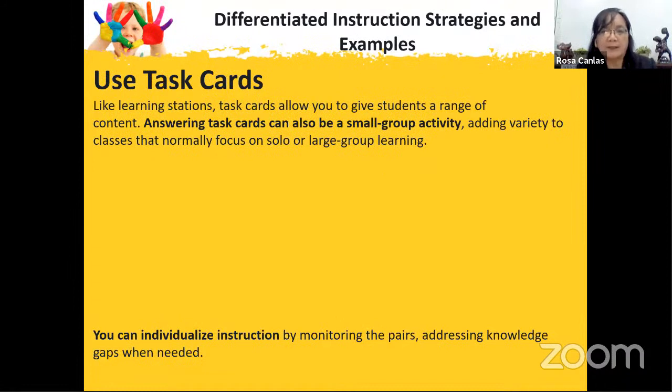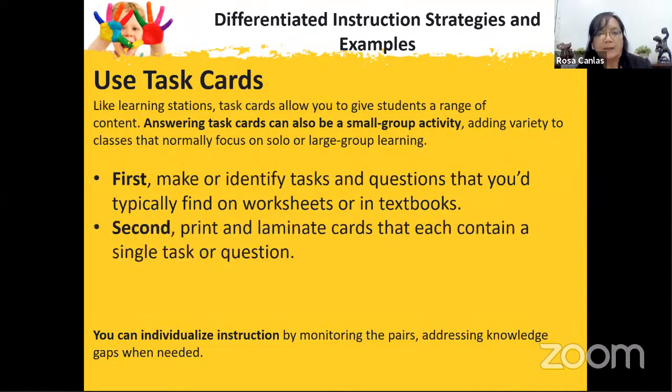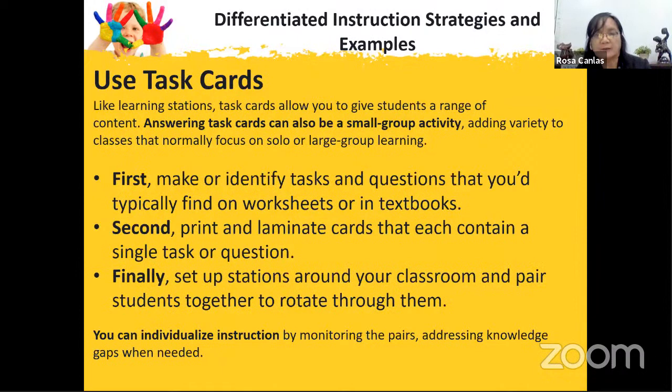Then the next example for differentiated instruction is task cards. Like learning stations, task cards allow you to give students a range of content. Answering task cards can also be a small group activity, which adds variety to classes that normally focus on solo or large group learning. First, identify tasks and questions that you typically find on worksheets in a textbook. Then print or laminate cards that each contain a single task or question. Finally, set up stations around your classroom and pair students together to rotate them.